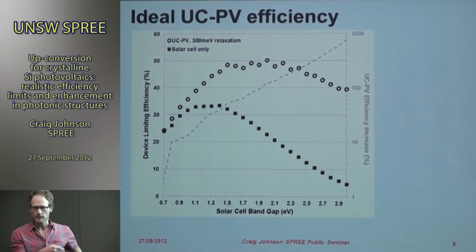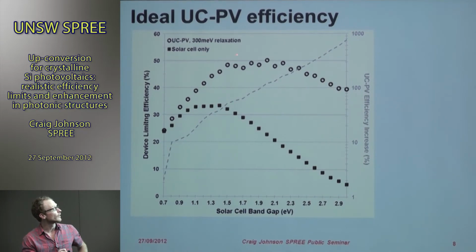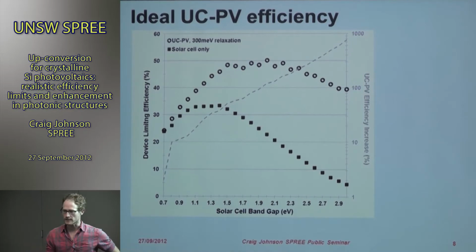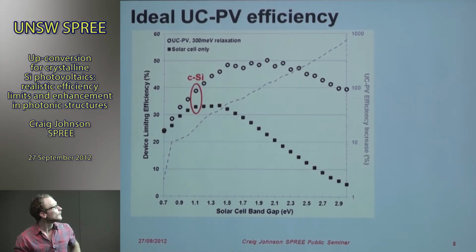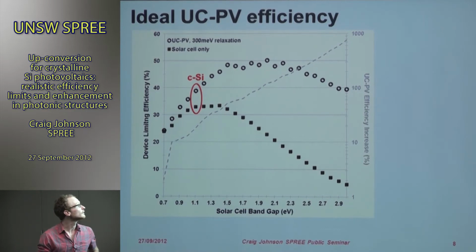So when you do this with the AM 1.5 G spectrum, the new revision, you see that there's actually quite a large efficiency gain to be grabbed from this kind of a device. So these dark squares correspond to the single junction conventional limit. And these open circles are the upconversion limiting efficiency. The dashed line is just the percent gain efficiency increase by using upconversion.